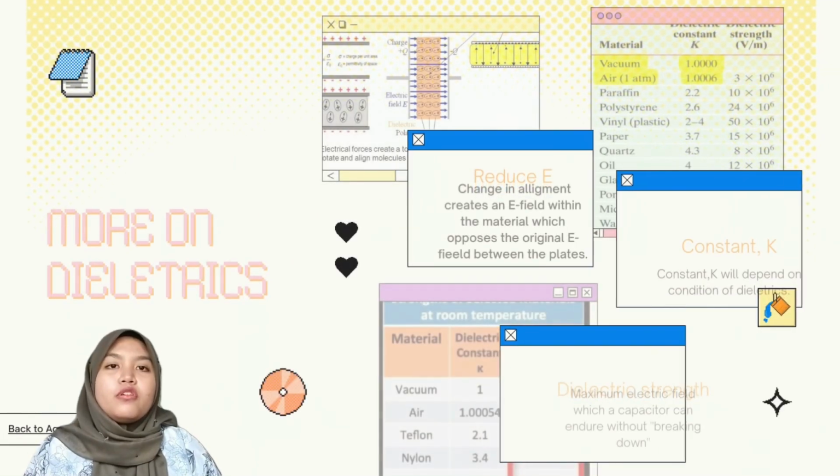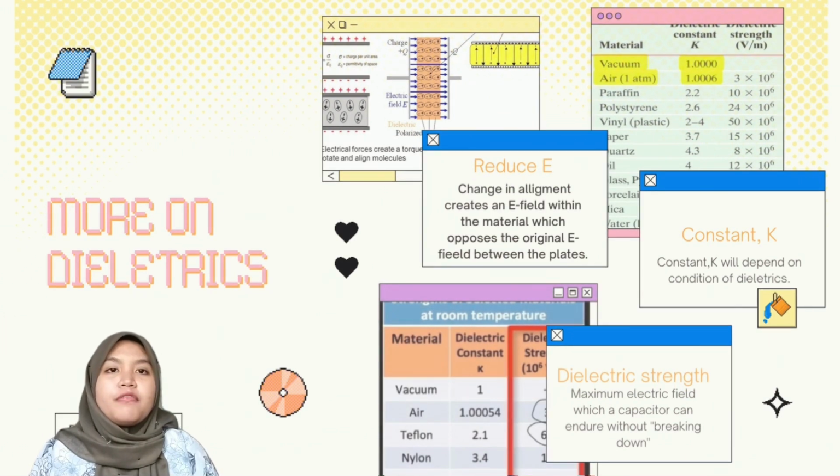For more info about dielectrics, I have mentioned the change in electric field, which is a reduced electric field. What I mean is that the change in alignment of the electric field between the plates is opposing the original electric field between the plates, the original one rather than the new one. So that's what we call reducing the electric field in dielectrics.